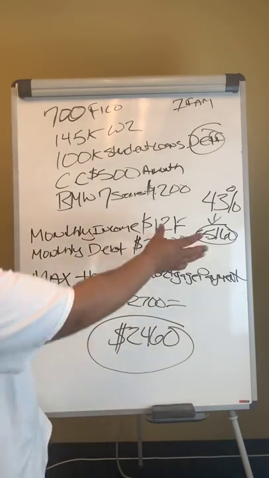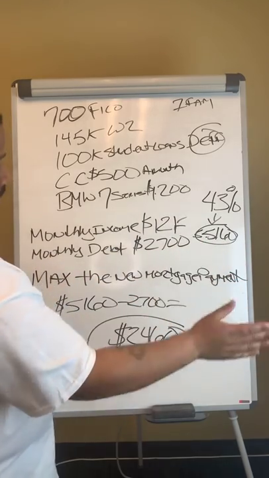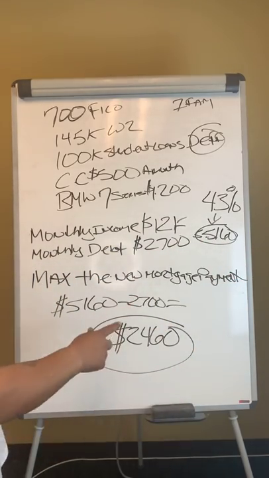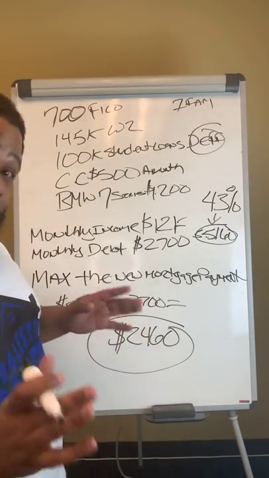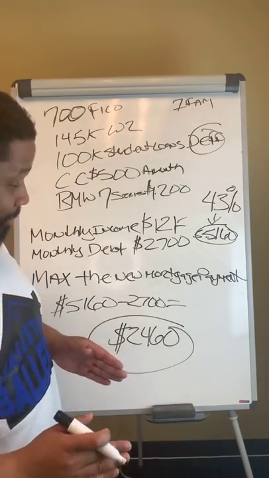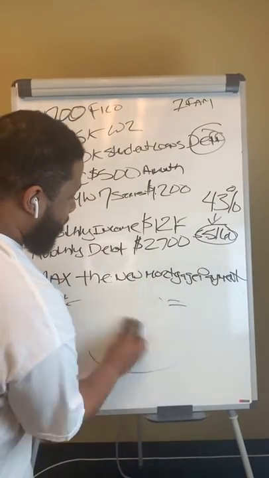So look, this is a slam dunk. He'll get approved with this all single day. But can he afford this? Can he afford this now is the question. All right, so we got $5,160.